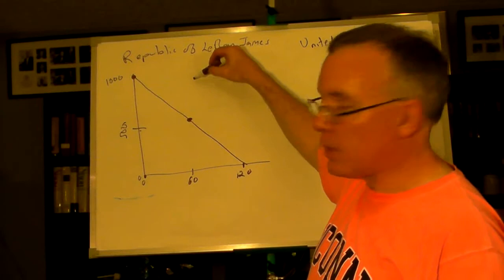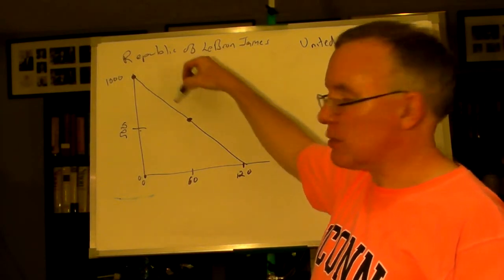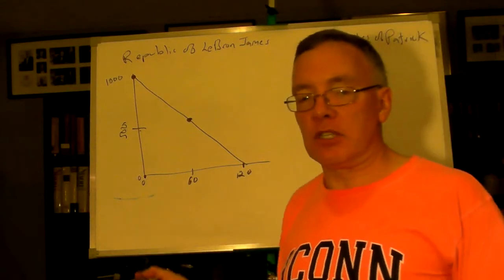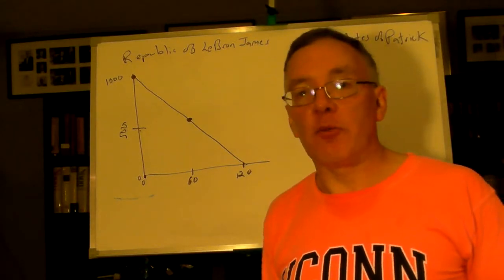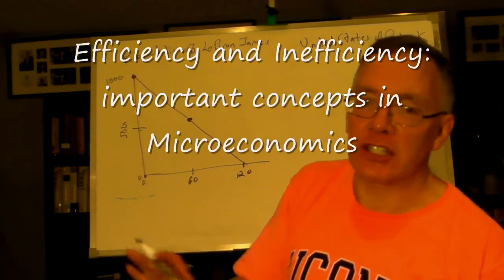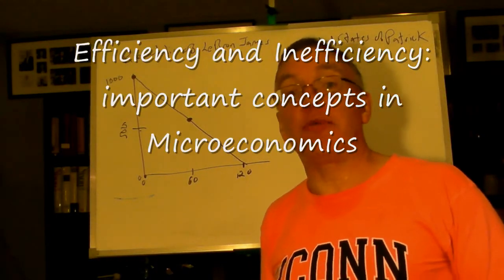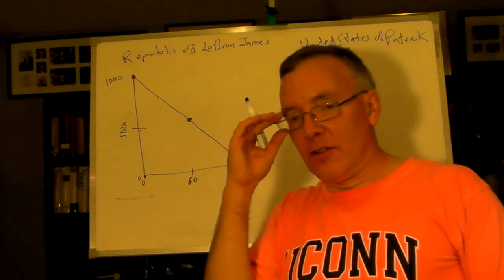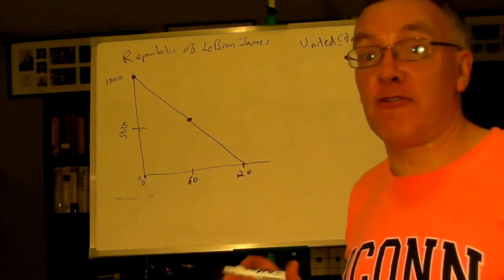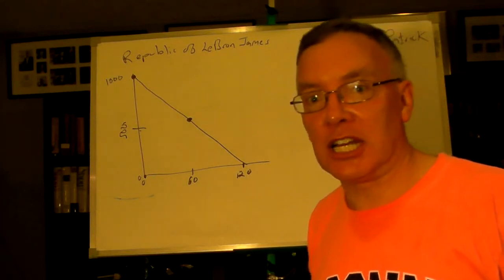He cannot pick a point out here. It has to be somewhere along the line, or even inside would be possible, but that would mean there'd be some unused resources, and that would be inefficient. So efficiency and inefficiency, that's another concept we're going to be talking about a lot over the course of the next semester. So you've heard it here first, and trust me, you're going to be hearing it again.